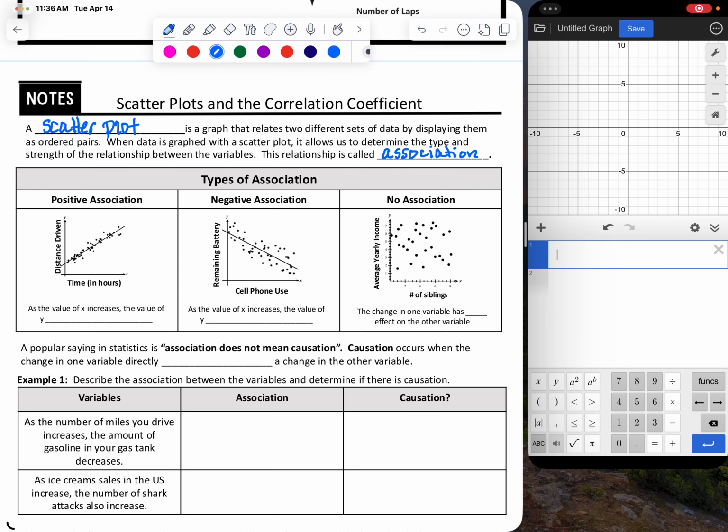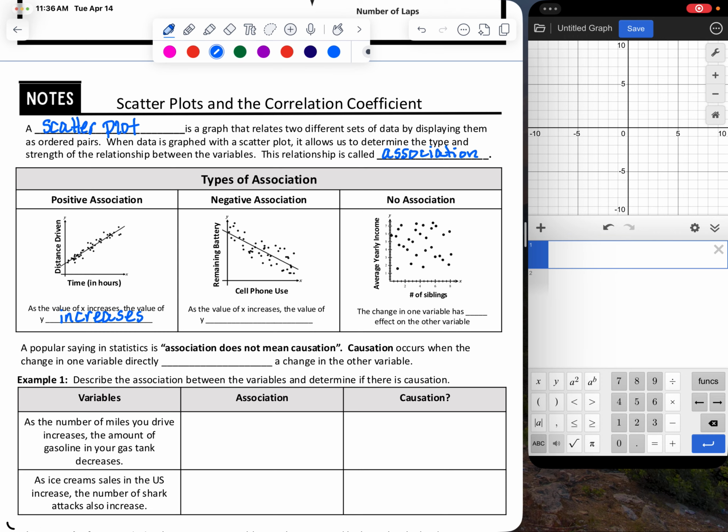Now, in previous years, you learned about association and you learned the three types: positive association, negative association, and no association. So let's just review what that looks like. In our first graph here, this is an example of positive association. On the x-axis, they've graphed the time in hours, and on the y-axis, they've graphed the distance. So as time increases, the distance driven increases. In other words, as the value of x increases, the value of y also increases. So this is called a positive association.